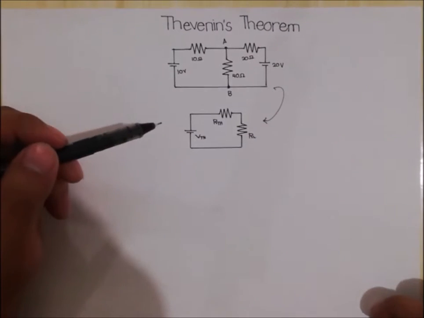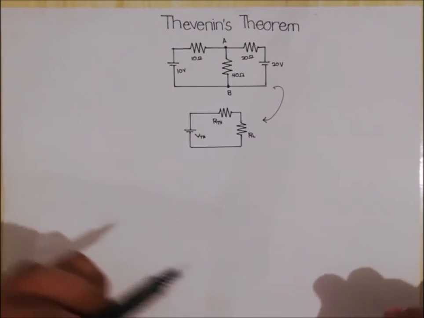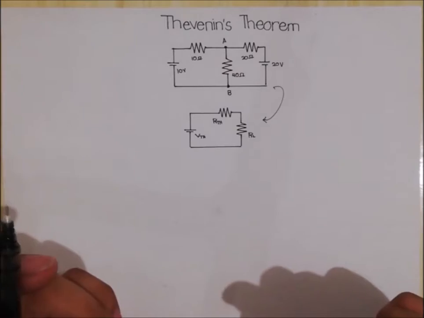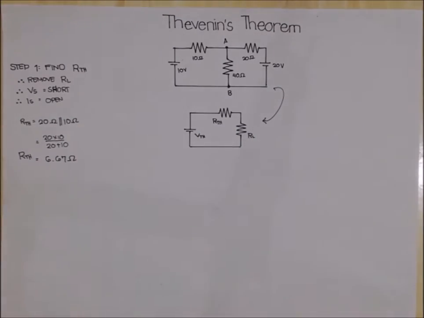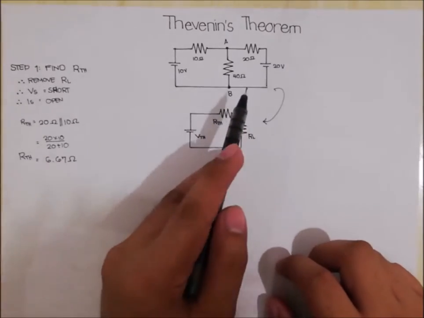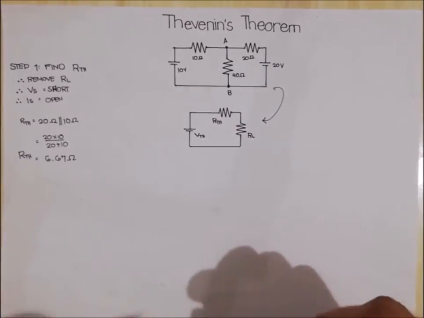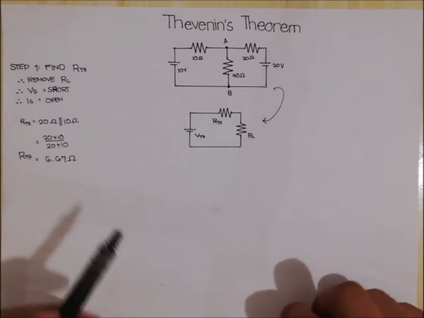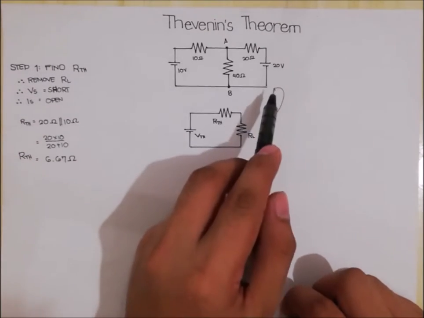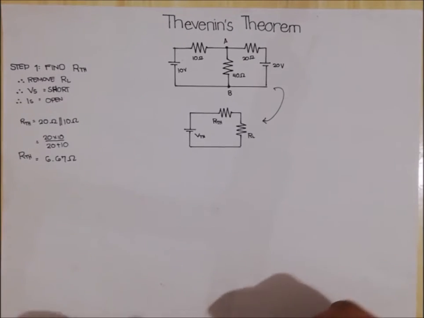So here it is. Solving for the Thevenin equivalent circuit can just be summarized in a few steps. So step 1, we must remove the load resistance of the circuit, which is this 40 ohm resistor. And then we must find the Thevenin equivalent resistance. And in order to do so, we must treat all voltage sources, this 10 volts and this 20 volts, as shorted, and our current sources, which we don't have in the circuit, as open.